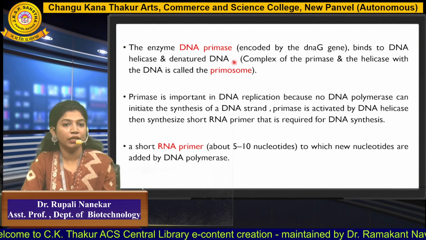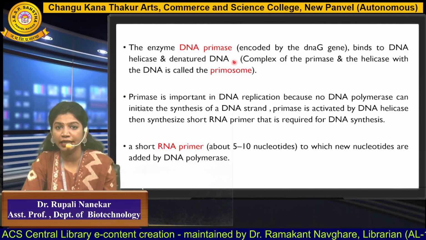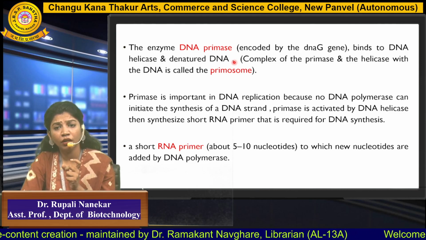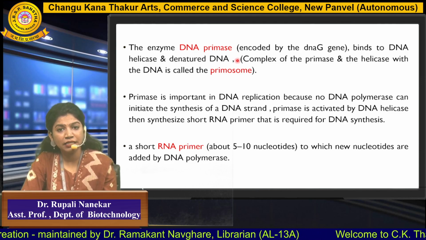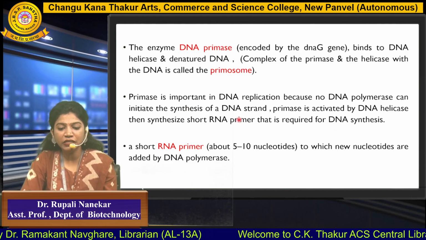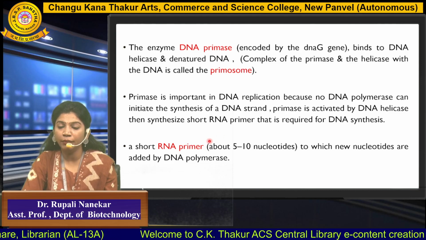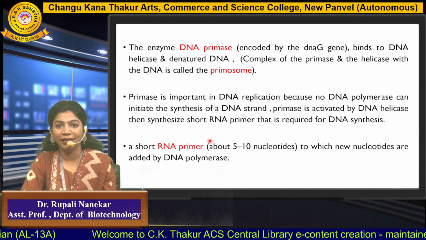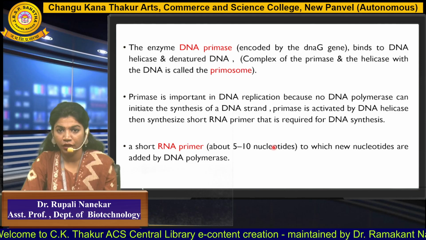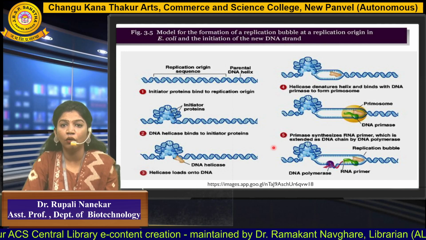Now primase, which is encoded by the gene called the DnaG gene, binds to the helicase and the denatured DNA, forming an important complex structure. Why primase? Primase plays a significant role in activating the helicase. Along with that, it creates the synthesis of a short RNA primer. This short RNA primer, around 5 to 10 nucleotide bases, helps us add new nucleotides onto it. So this is how DNA replication initiation starts in prokaryotes.